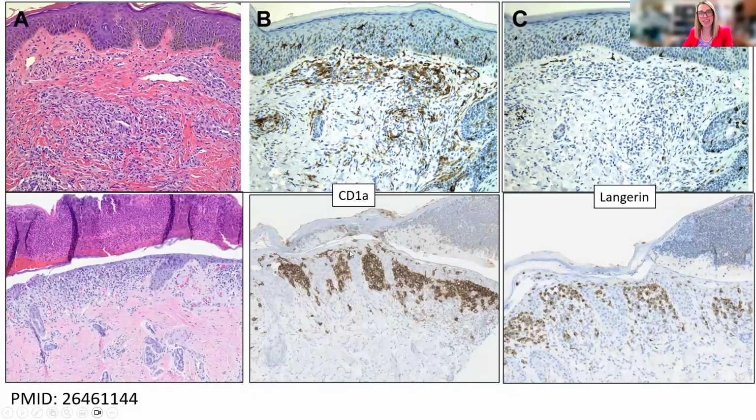All right, so we have our second mimic here. Now, how many would call this indeterminate cell histiocytosis? I mean, we have histiocytes, they're CD1A positive, langerin negative, but it's important, again, with skin to know the pattern of involvement. So this is a much more perivascular infiltrate.